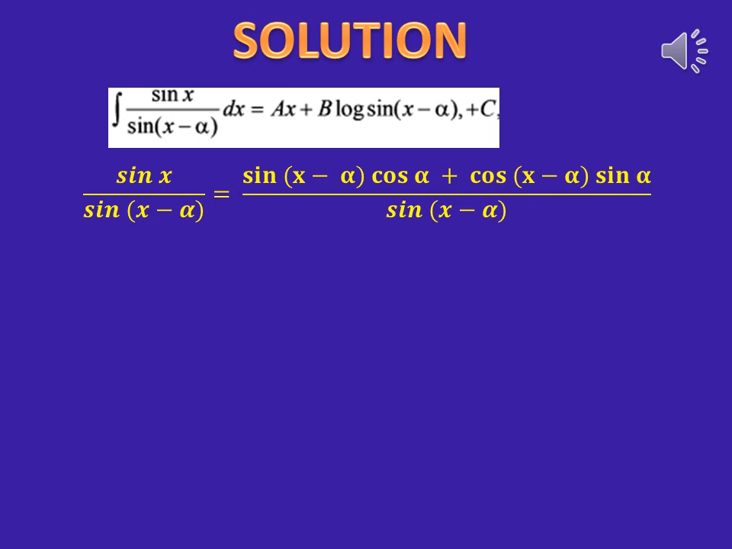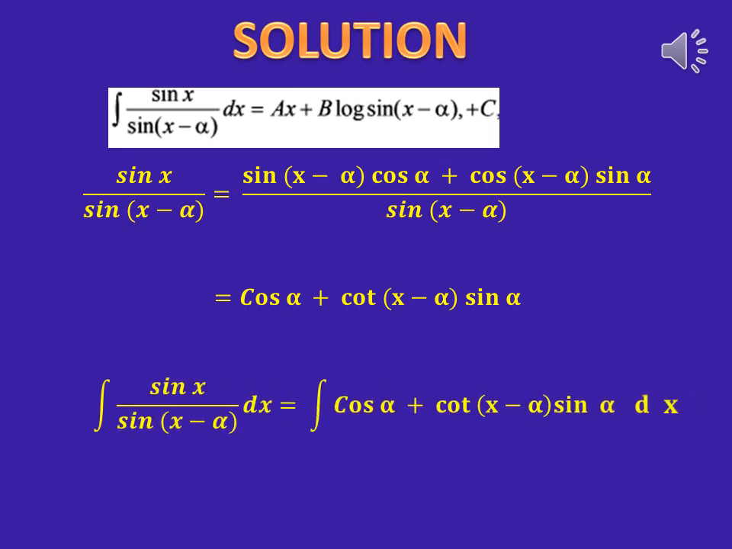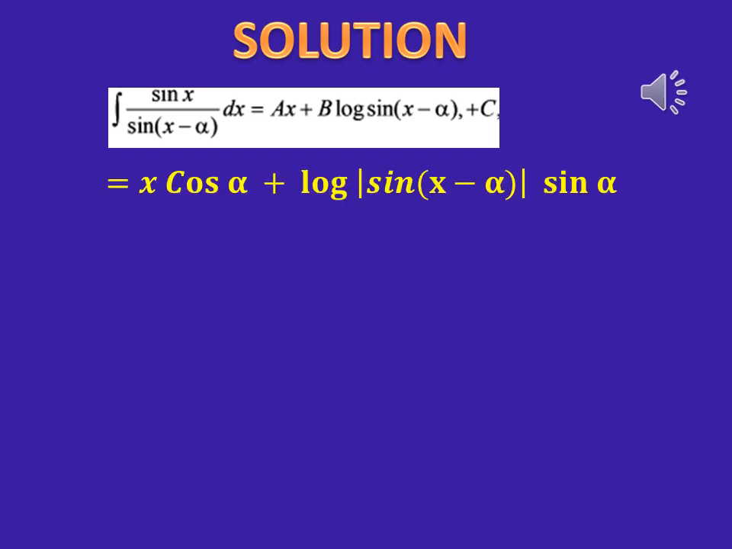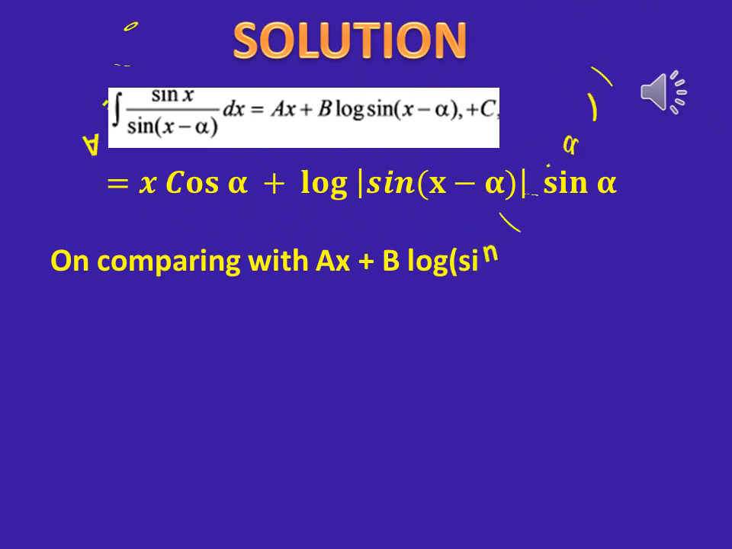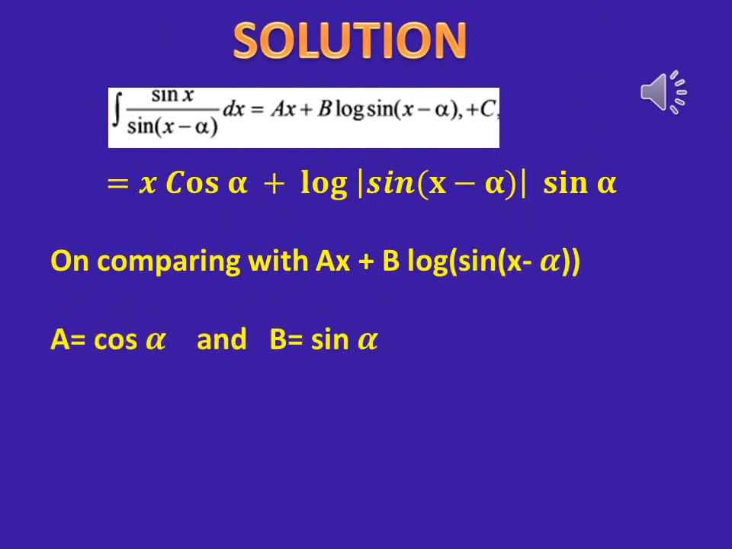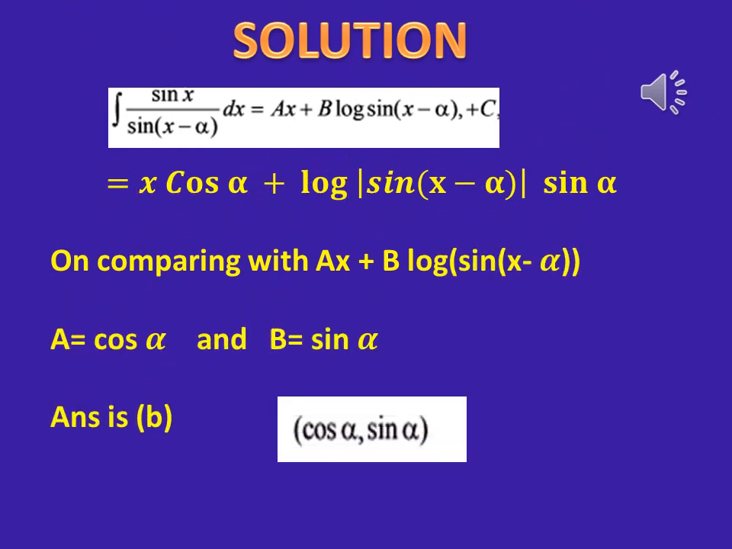Substituting the value of sine x and later dividing the numerator with the denominator. After integration, we will compare our equation with the original one. Then equating the coefficient of x and the coefficient of the log term, we get a as cosine of alpha and b as sine of alpha.